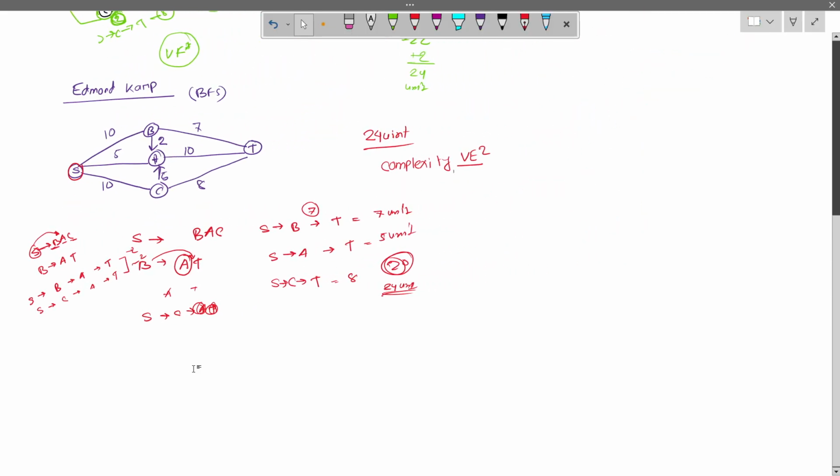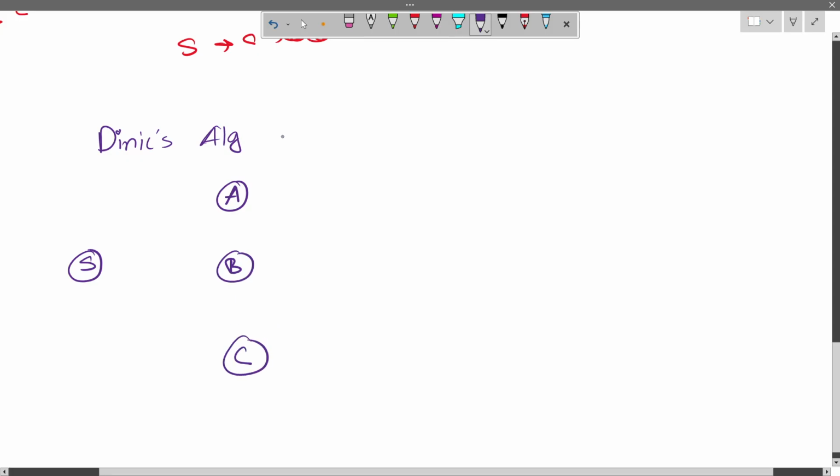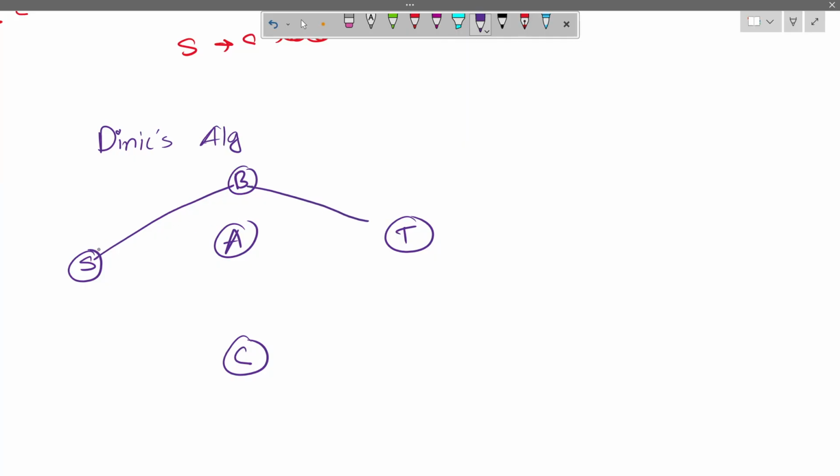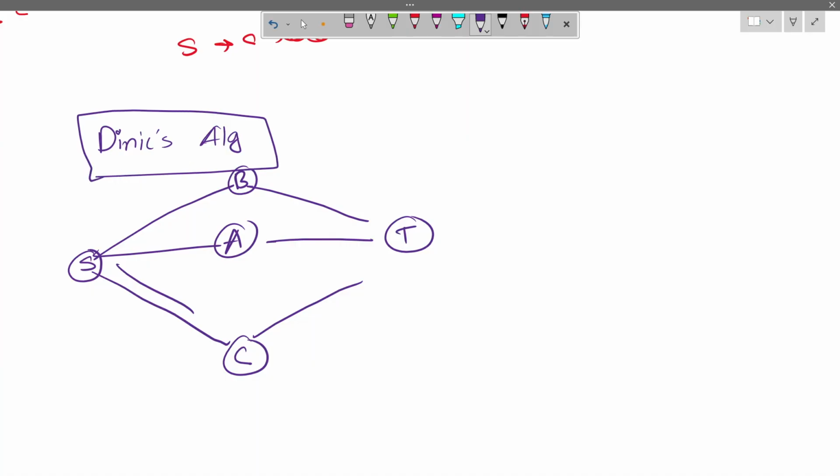Okay, now it's time to analyze the Dinic algorithm. In the Dinic algorithm, what actually happens is, suppose this is B, A and T, the same graph, all things are the same, but the Dinic algorithm first applies the depth first search, then the breadth first search. So it always applies the DFS and the BFS.